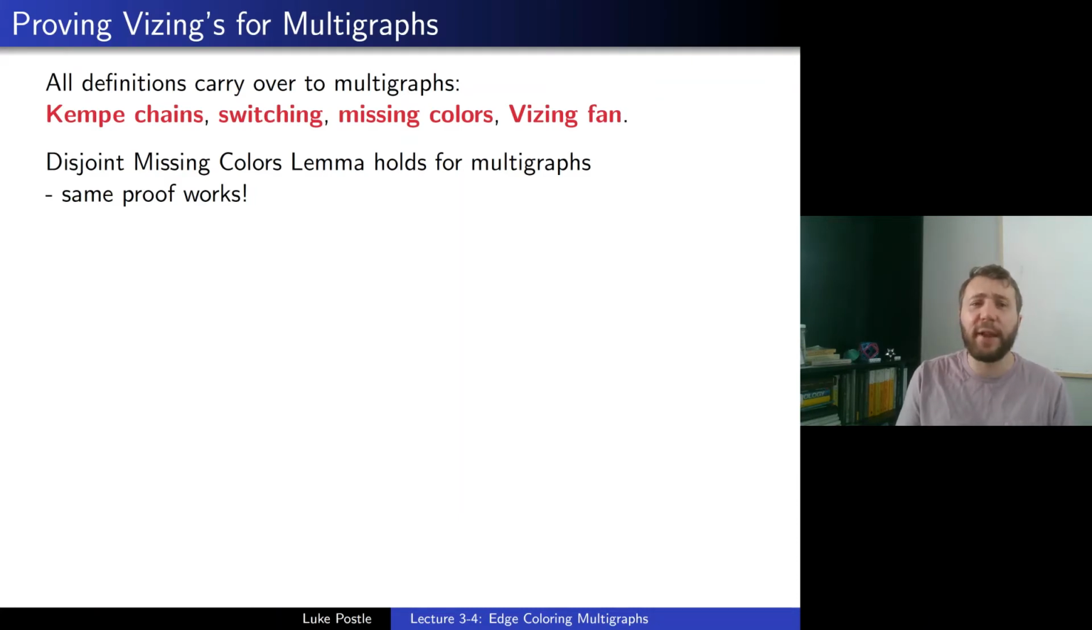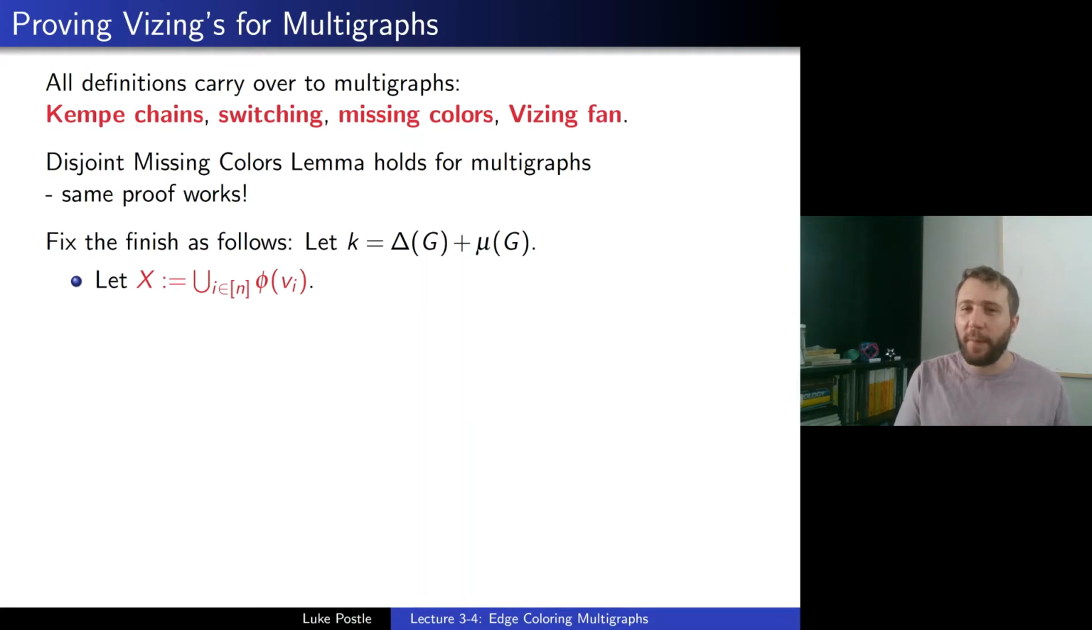If you have a Vizing fan in a multigraph, and then you look at the missing colors, they'd be disjoint if you can't extend the color. All right, so that all works. So then what? Well, then we just need to tweak one little thing. If you go back and look at my video on Vizing's and follow along, everything works until the very last step. So there's one little thing we have to change, one little calculation. So I'll just pick up from that point.